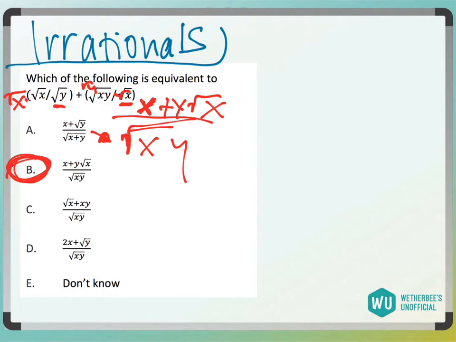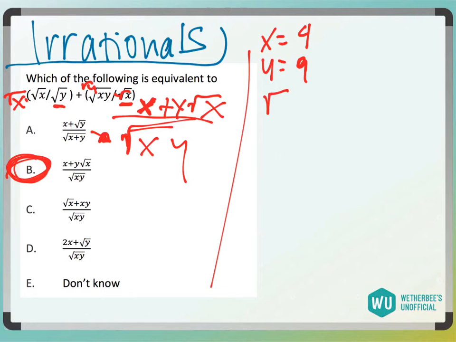But you could actually, if you wanted to, pick numbers for this. So think about what numbers you want to pick. I would pick perfect squares. Let's make x equal to 4 and y equal to 9. Okay, so I'm going to plug them in.